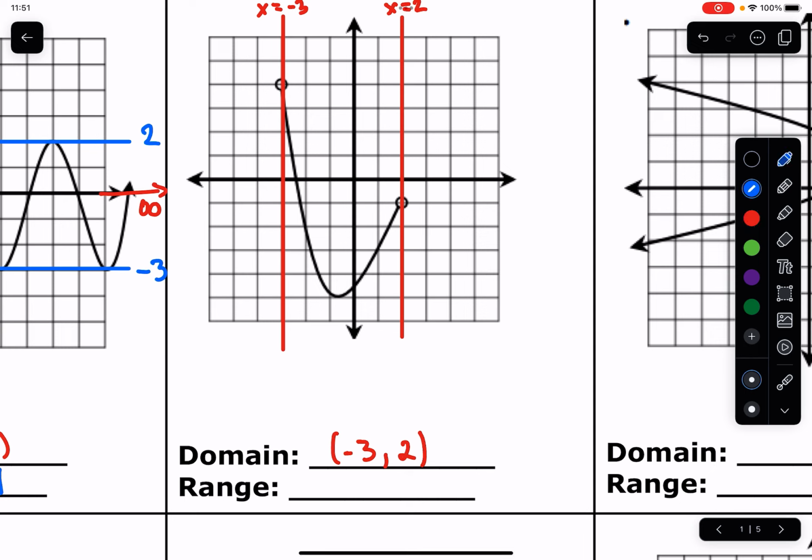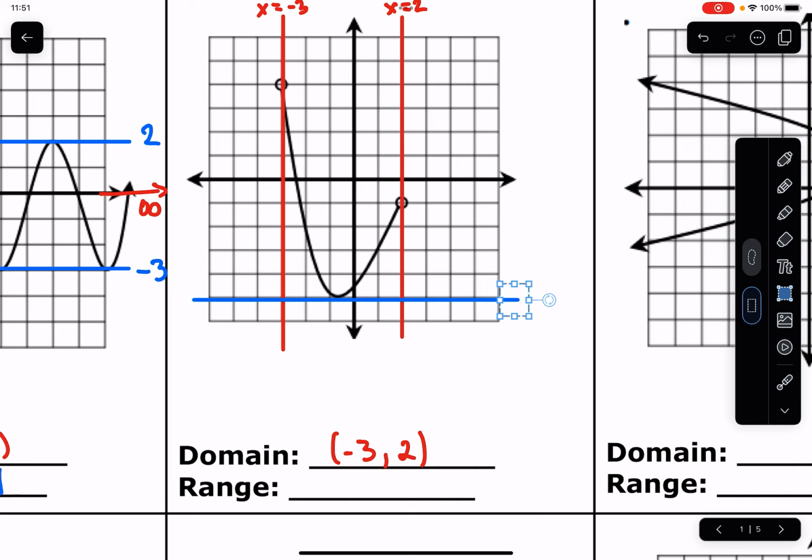For the range, we do a similar process, but now vertically. So we go from left to right using a vertical line, and now from down to up, in a vertical direction using a horizontal line. So from this situation, notice that the graph doesn't exist down here, neither here at this negative value.